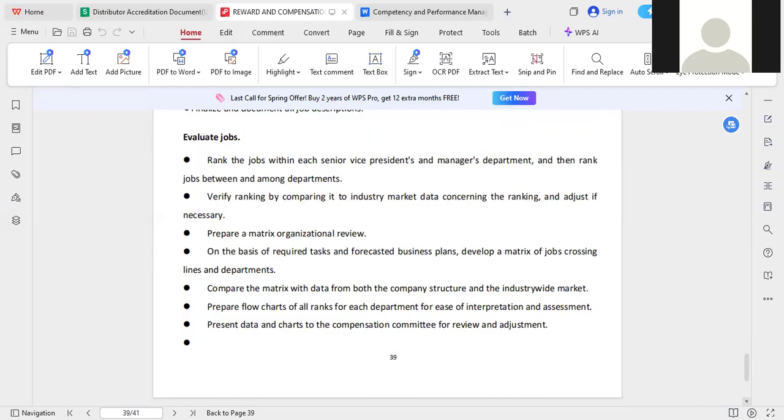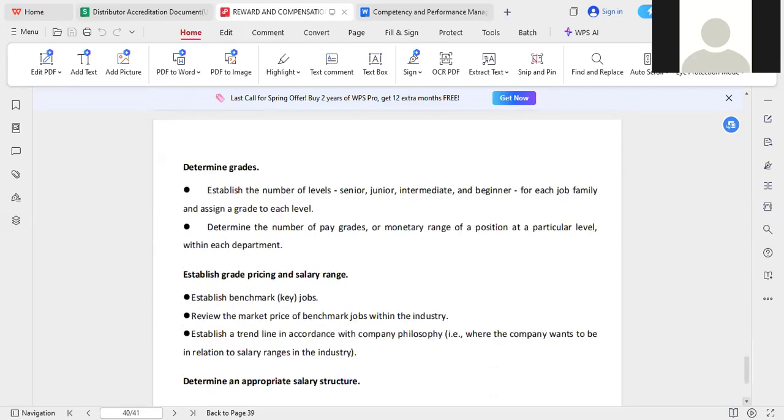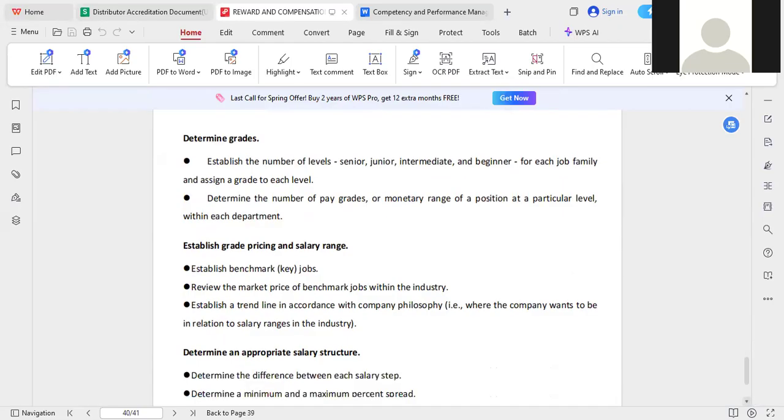Then evaluate the job. Determine grade levels. Are there seniors, juniors, intermediate, and beginner? Beginner, those that are just starting the job, entry level, then intermediate, junior, and senior. Then determine the number of pay grades or monetary range of a position at a particular level. So you determine the grades, then establish the pricing or salary range. How do you want to pay at different stages or at different levels?